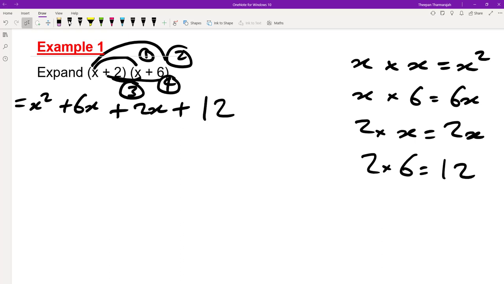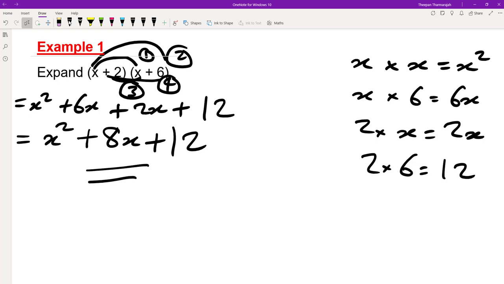So what we end up with is x squared plus 6x plus 2x plus 12. Only one x squared term, so we get x squared. 6x plus 2x equals 8x, so we get plus 8x plus 12. So our final solution is x squared plus 8x plus 12.